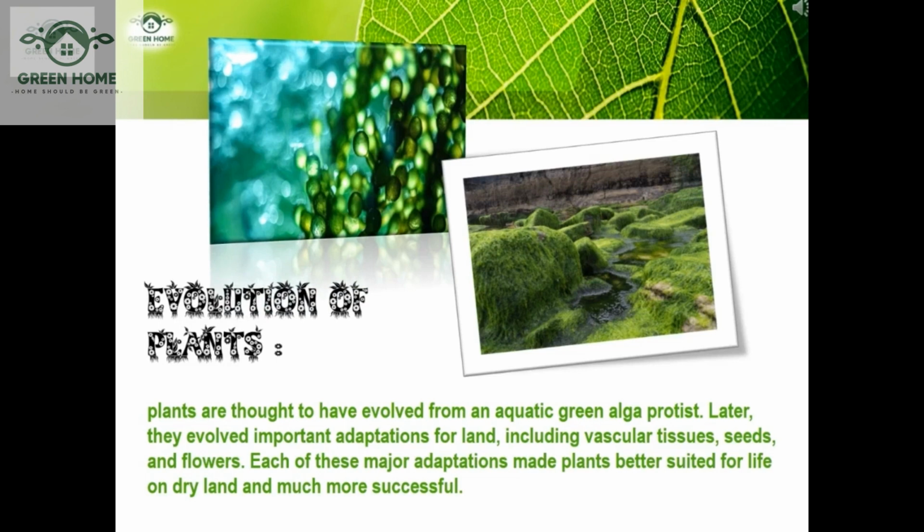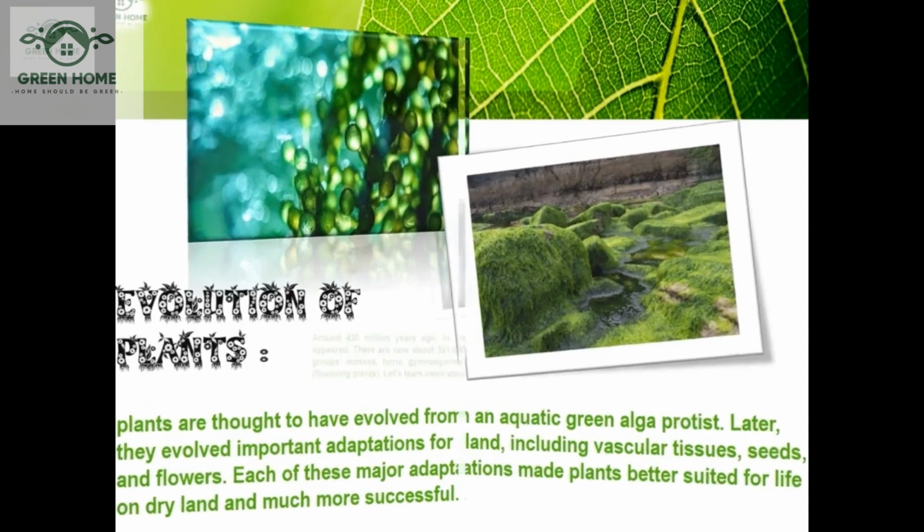Evolution of plants. Plants are thought to have evolved from an aquatic green alga protist. Later, they evolved important adaptations for land, including vascular tissues, seeds, and flowers. Each of these major adaptations made plants better suited for life on dry land and much more successful.